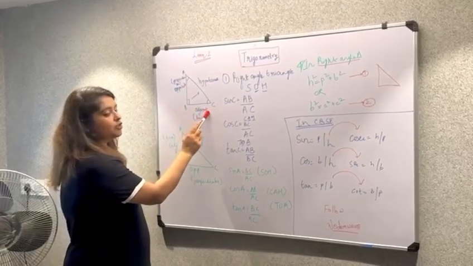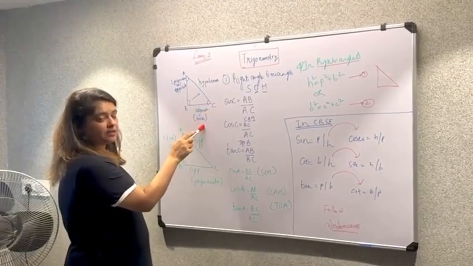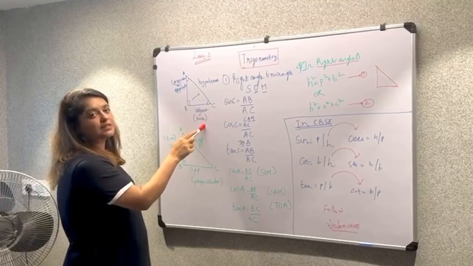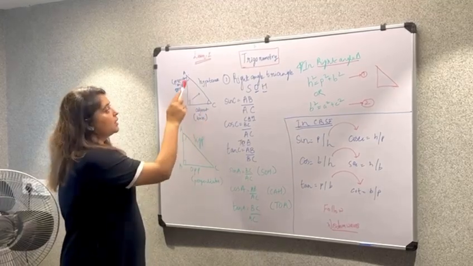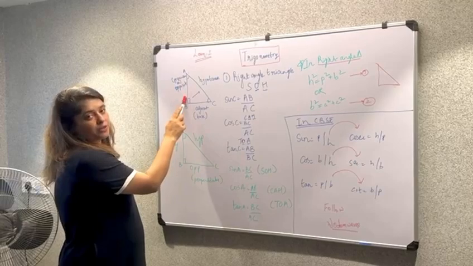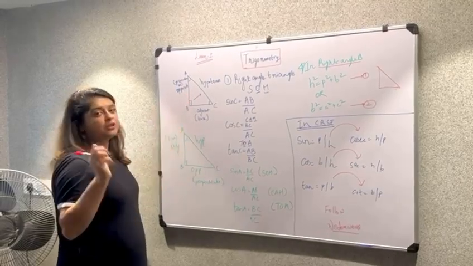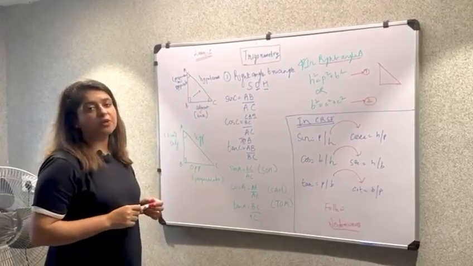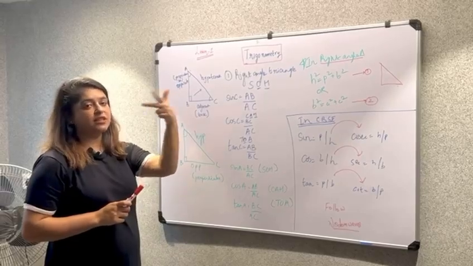You have your adjacent side or your base. Why I'm saying adjacent or base? Because in CBSE you call it base. Perpendicular or opposite. Now there are three ratios in trigonometry: sine, cos and tan.